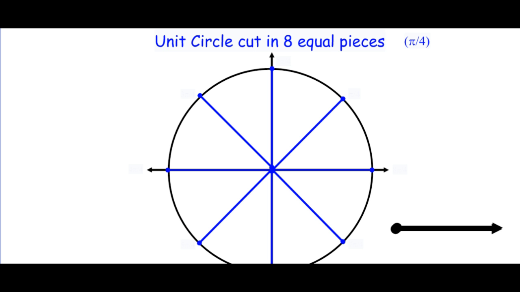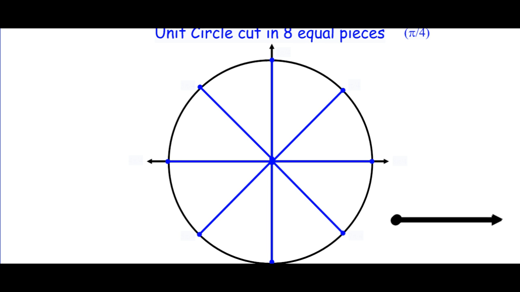All right, let's go look at the pi over 8s. Let's back up here. Cut it into 8 equal pieces. How many pi over 4s is this? This is 1 pi over 4. How many pi over 4s? 2. This one?